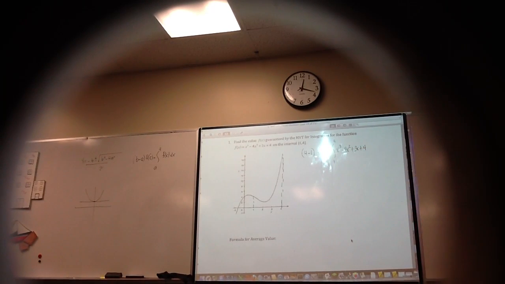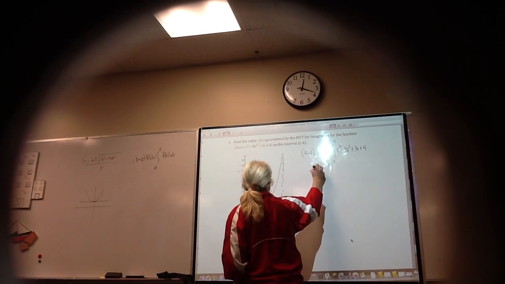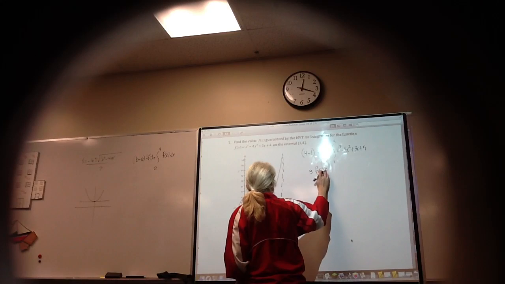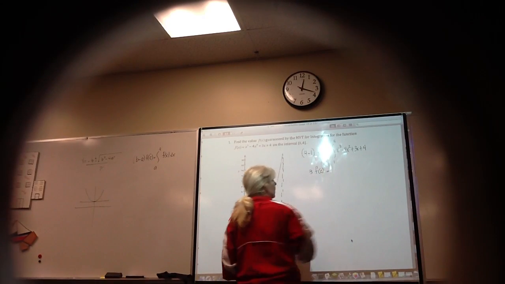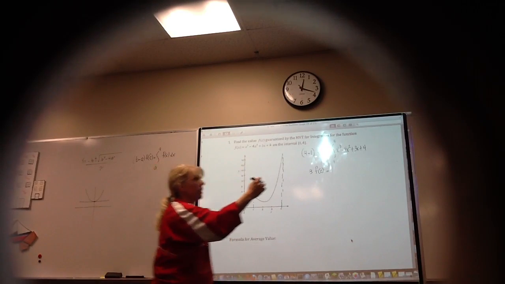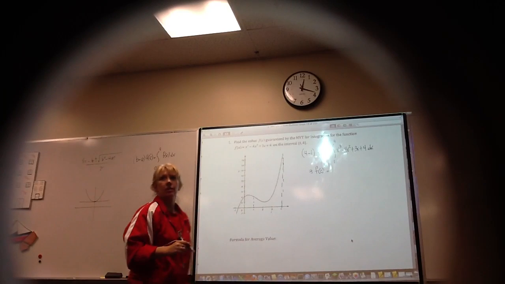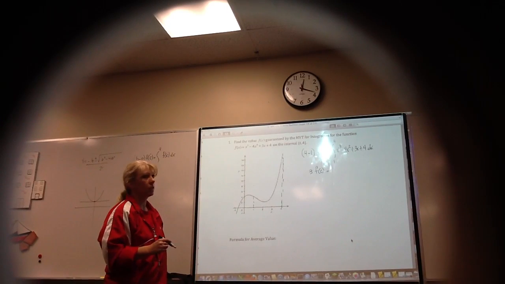So I'll just plug in things. What is 4 minus 1, by the way? 3. Okay, so what do you think you're going to need to do? Get the definite integral value. Integrate that. What's the integral of x cubed?